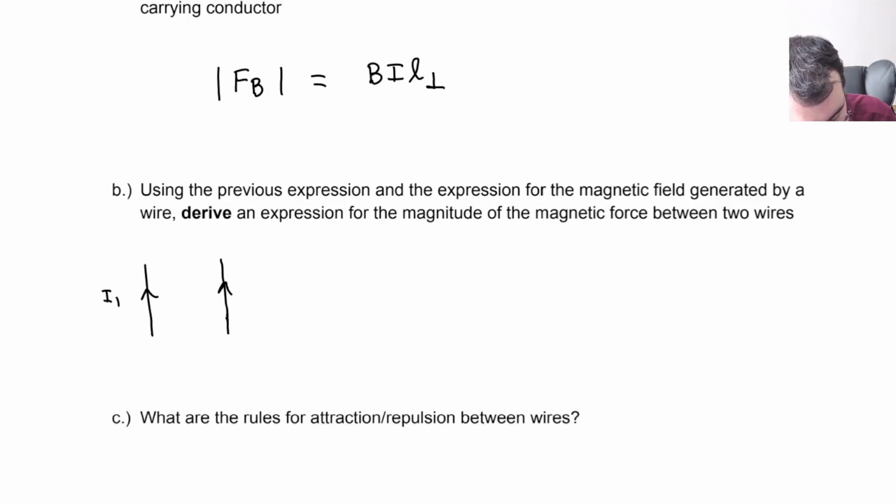They carry currents I1 and I2. We'll say they're separated by a distance d, and we'll get their force. So we can actually find the direction of the force on the wires first.